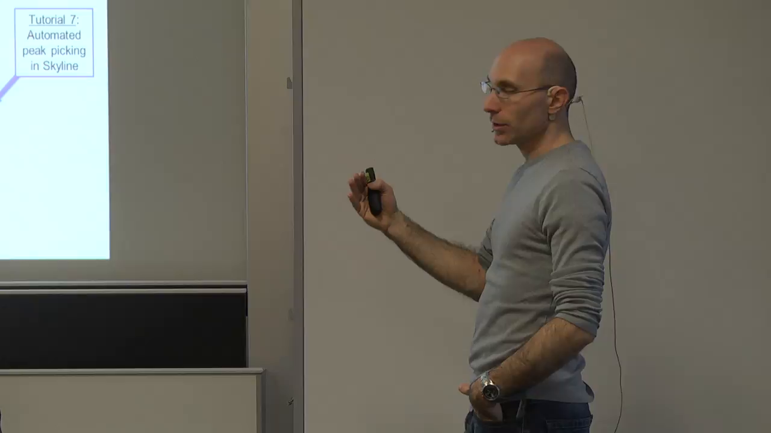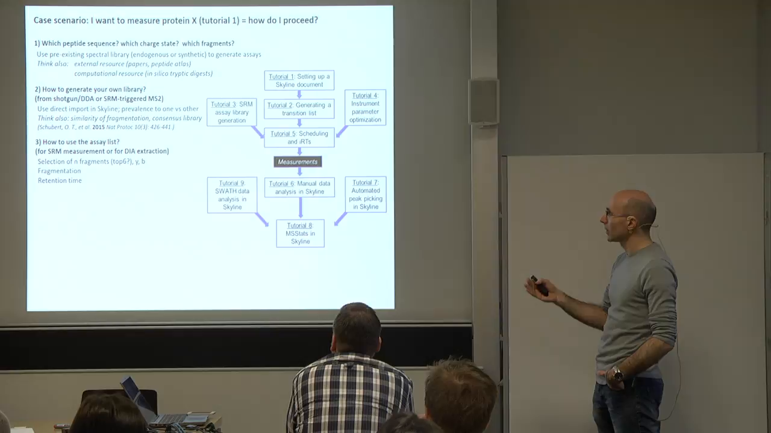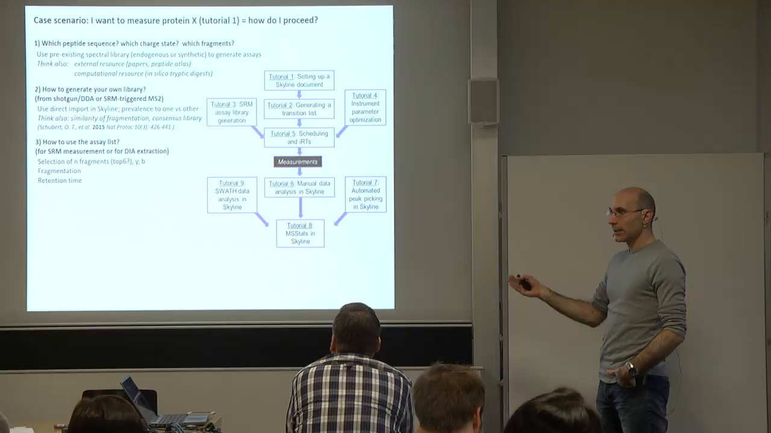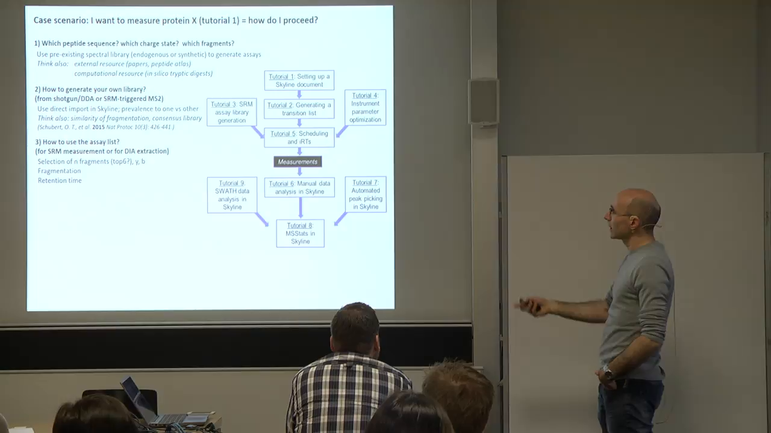So then the question is how to make use of this assay list. You have to remember in Skyline, the typical thing, if you have a triple quadrupole instrument, is first to export this assay list in order to do the SRM measurements. For DIA, it's a little bit of a different story, because you acquire your DIA completely independent of the assay list and use the assay list just to trigger the extraction of your DIA datasets, right? But in both cases, it's the same story. Which fragment shall I consider?